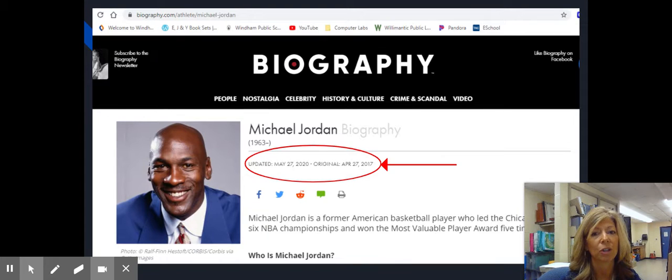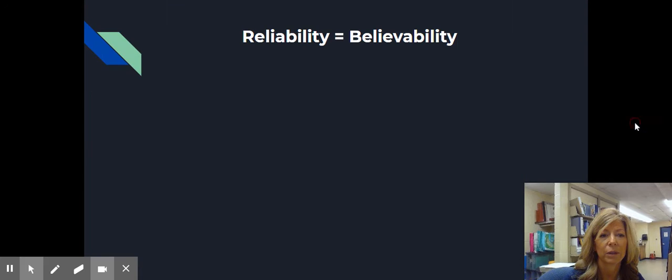However, if I was doing research on the coronavirus, this would not be current enough. I would want information that was released or posted within the last 24 hours. So be thinking about that as you're looking at the currency, or how current the article is.